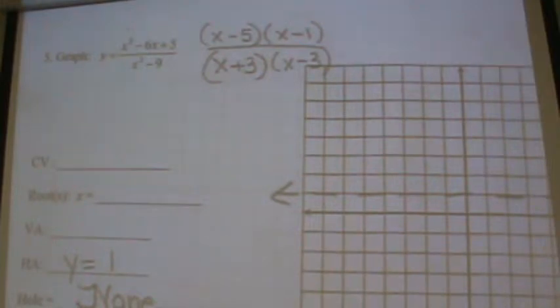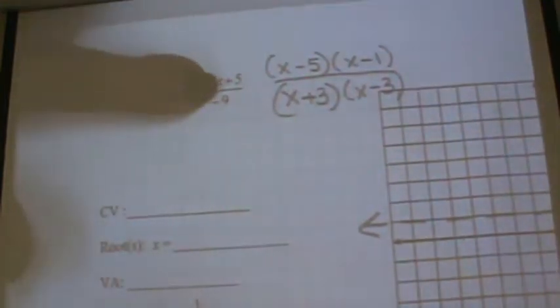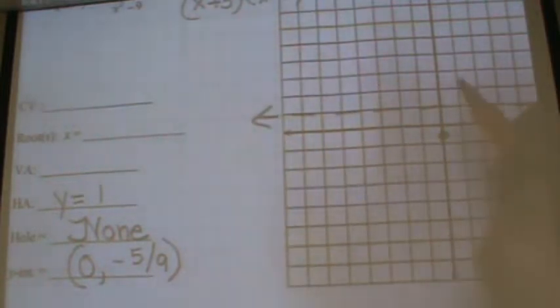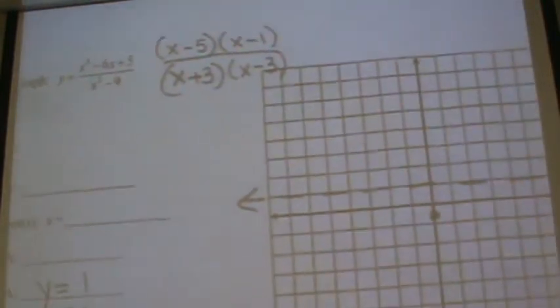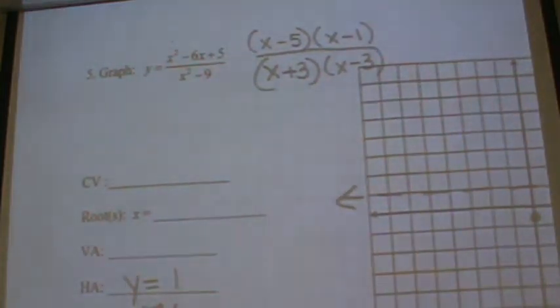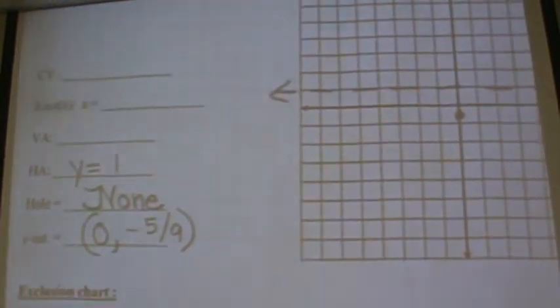What else? Y-intercepts, plug in 0. Plug a 0 in. And when you plug 0 in, what do you get? When you plug 0 here, here, and here, you get 5 ninths, actually negative 5 ninths. Okay, that's the y-intercept. And all I did was put a dot at 0 and kind of like in the middle.